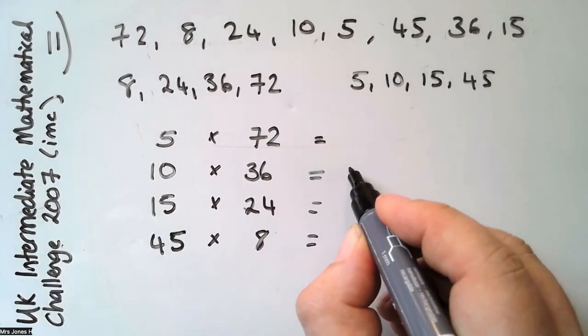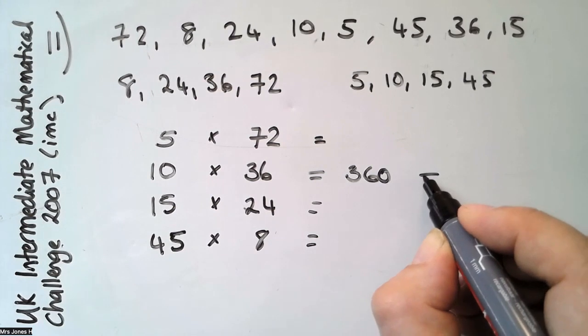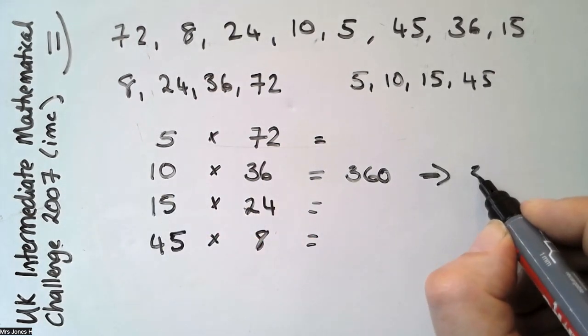They're all going to be 360. Therefore, the number that pairs with 10 is 36.